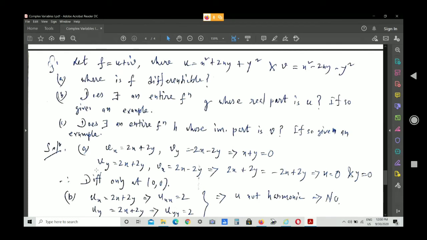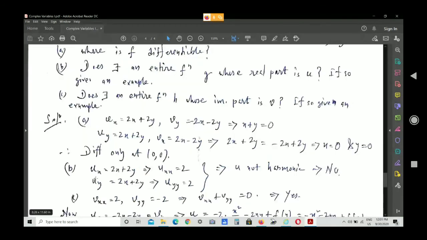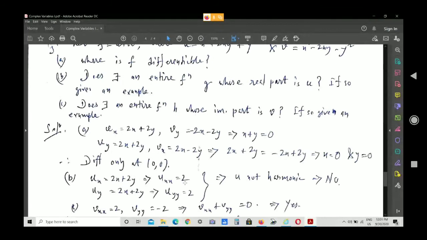What you need to check is that if it is not harmonic, then it cannot be the real part of any analytic function. So that's what we have shown. We have found u is given to us. So you have found u_x, and u_x is 2x plus 2y.